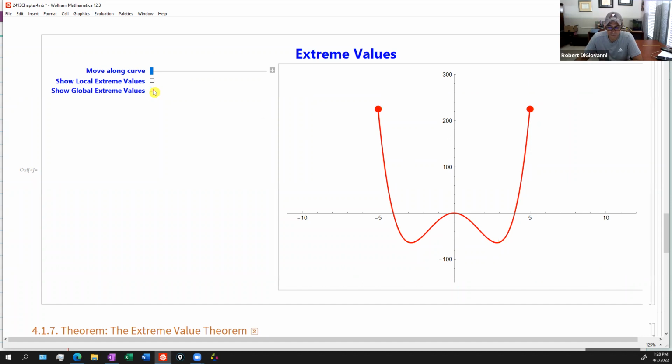Now, what about local? How many locals do we have total, both max and mins together? How many would we have here? 5, right? Here they are. Local max, local min, local max, local min, local max. Those are all our locals. Okay.